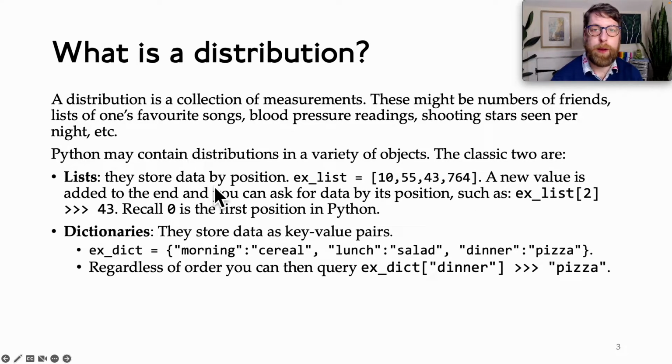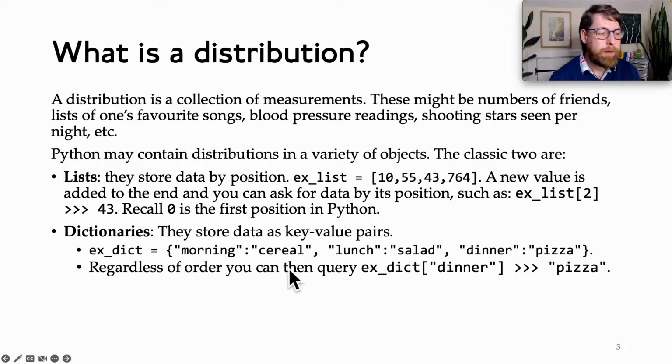Now that's not the only way to look at a distribution. We may think of that in terms of key value pairs, or a collection in terms of key value pairs. So here I have an example where the keys are times of the day when one might eat some food, and then the values in this case are the food they would eat. So in the morning, cereal; lunch, salad; and dinner, pizza.